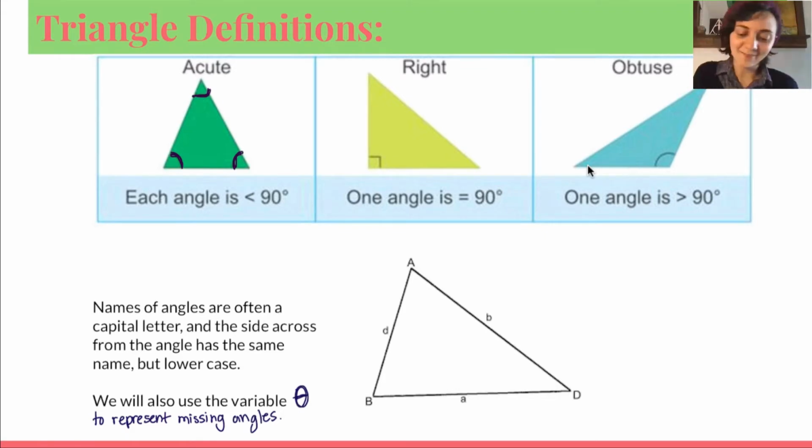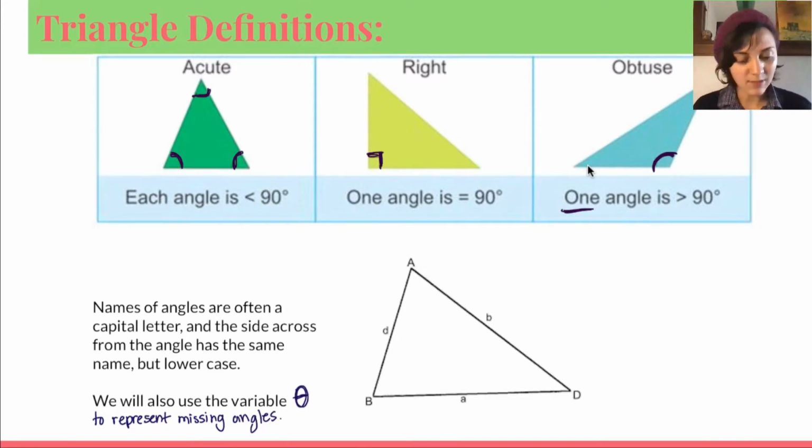And then the right triangle just means one angle is 90 degrees. And so you can see it has that square to show that it's a 90-degree angle. And then obtuse means one of the angles is greater than 90 degrees. So it has one obtuse angle.